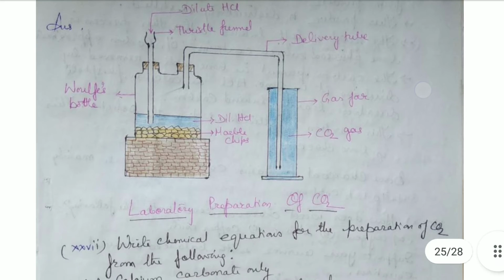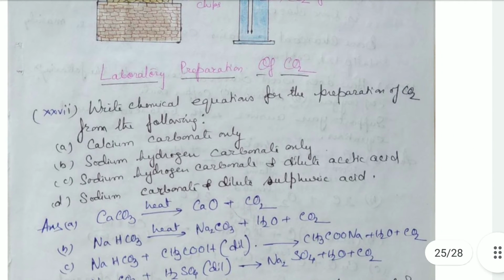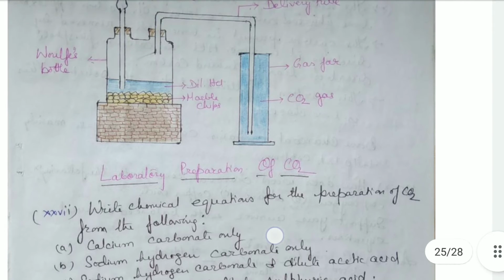The dilute hydrochloric acid is filled in such a way that the thistle funnel tip is just dipped in the hydrochloric acid. It is not touching the marble chips. So the reaction will take place, and inside the gas jar carbon dioxide will be collected. This is the diagrammatic representation of the lab preparation of carbon dioxide.